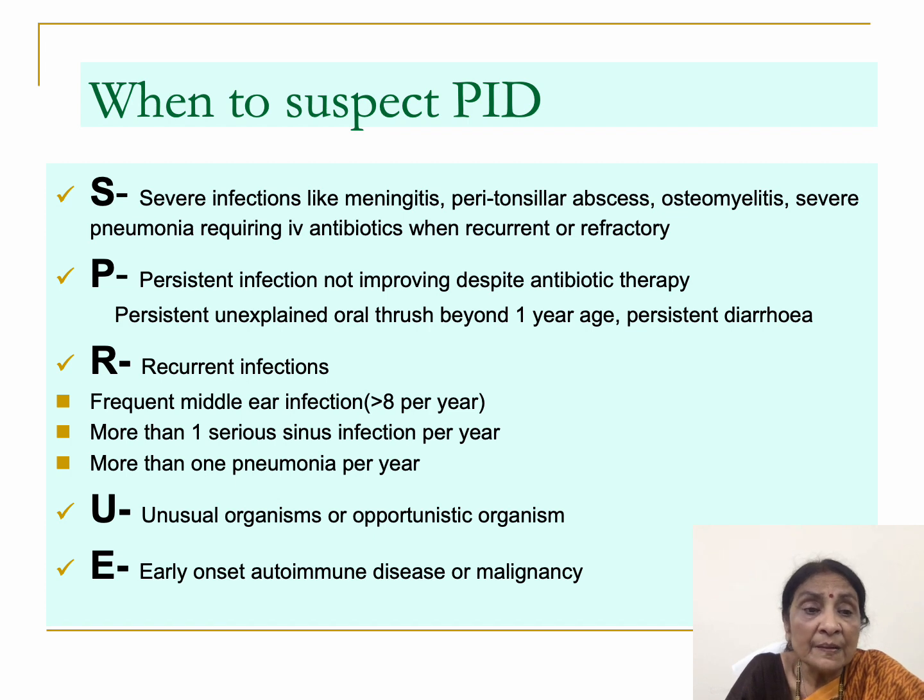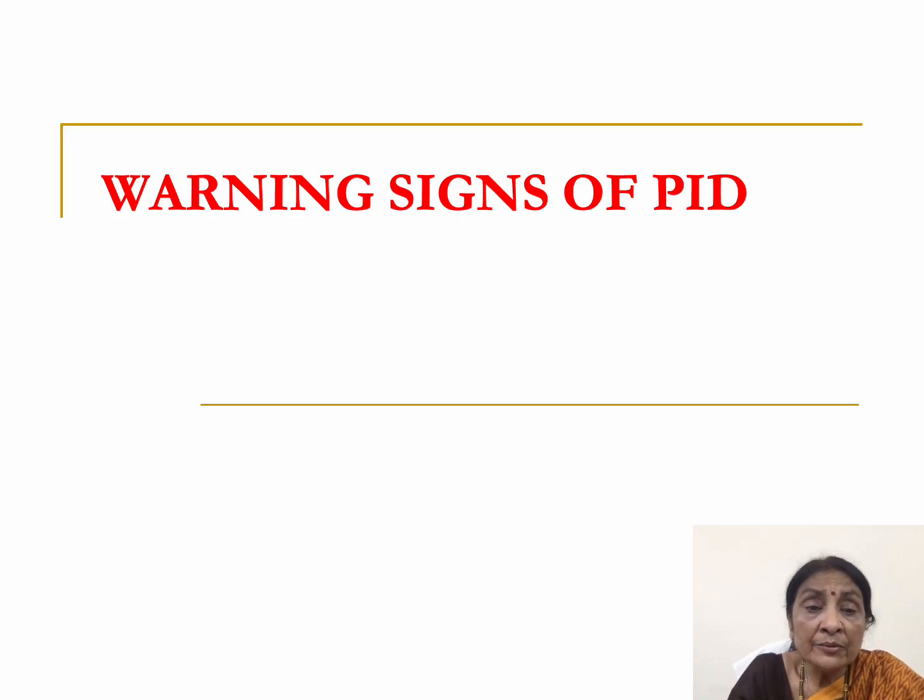Persistent diarrhea. Recurrent infections like frequent middle ear infection more than 8 per year, more than 1 serious sinus infection per year, and more than 1 pneumonia per year. U is unusual organism, opportunistic organism, and E is early onset autoimmune disease or malignancy. So the acronym is SPRUE. What are the warning signs?